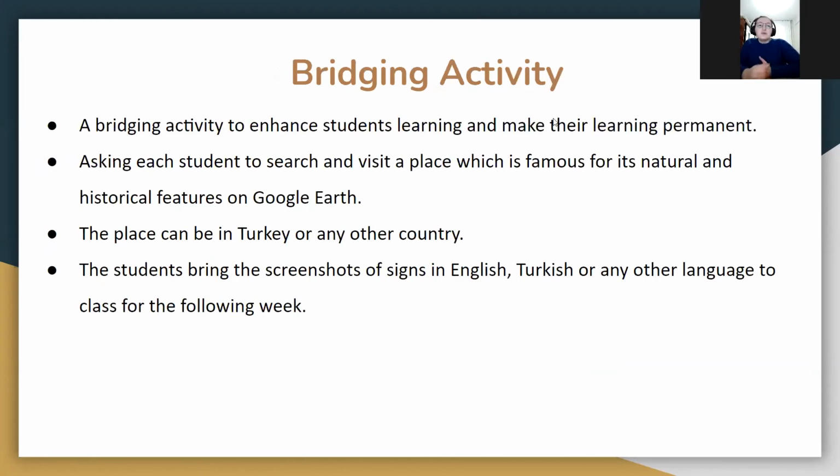And after all these photos and questions are finished, the teacher gives a bridging activity to enhance students' learning and make their learning more permanent. Teacher asks each student to search and visit a place which is famous for its natural and historical features on Google Earth. The place can be either in Turkey or any other country they want to visit.